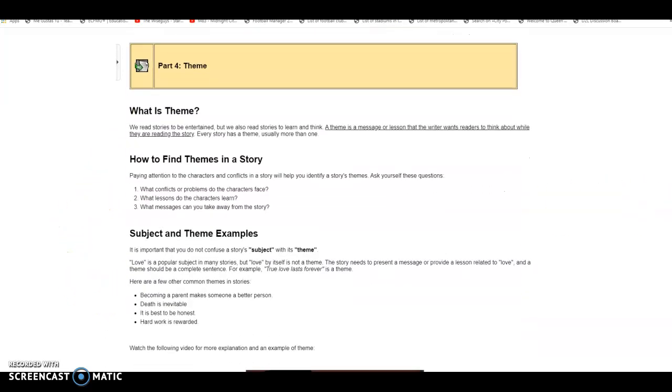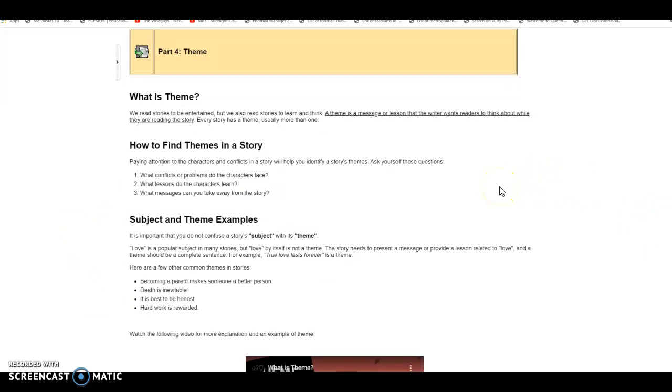All right. The second story element we're looking at in this activity is theme. And this underline right here is a nice definition to remember. A theme is a message or lesson that the writer wants the readers to think about while they're reading the story. So every story has a theme. Most stories are going to have many themes. Essentially, it's what does the writer want you thinking about when you're reading?